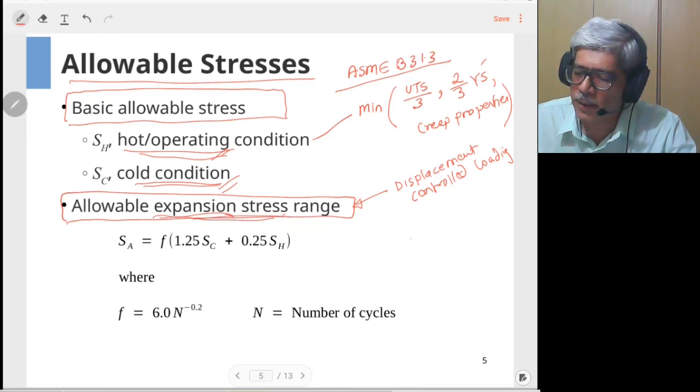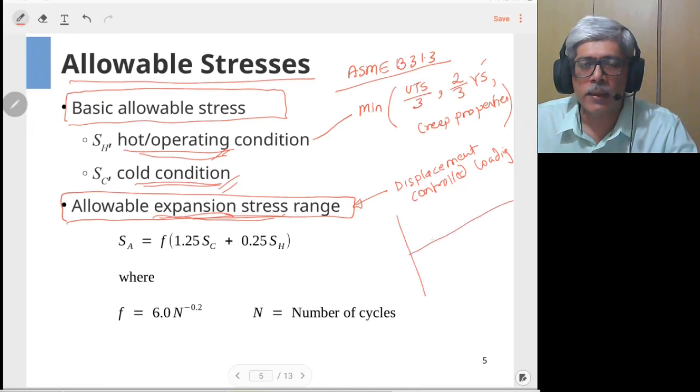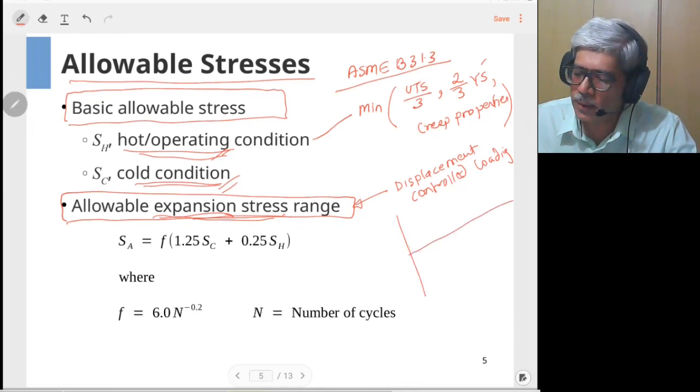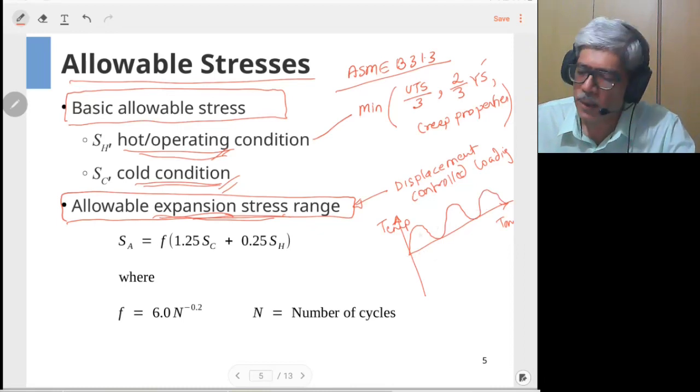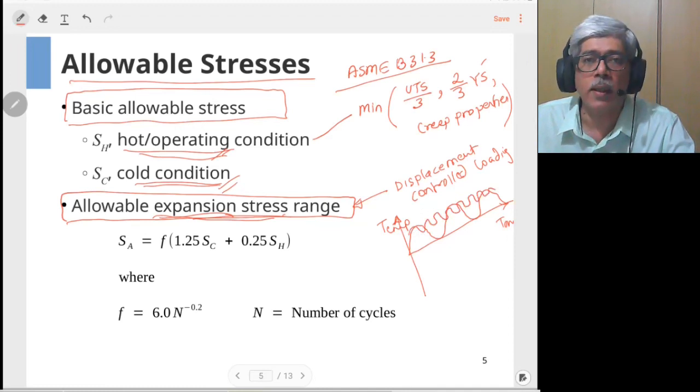Why we are talking here about range is because we are considering that during the process conditions the temperature is varying. So if this is temperature and this is time, we'll find that typically the temperature will increase and drop. So it may be from room temperature to the operating temperature, or during operation it may vary between two certain temperatures.